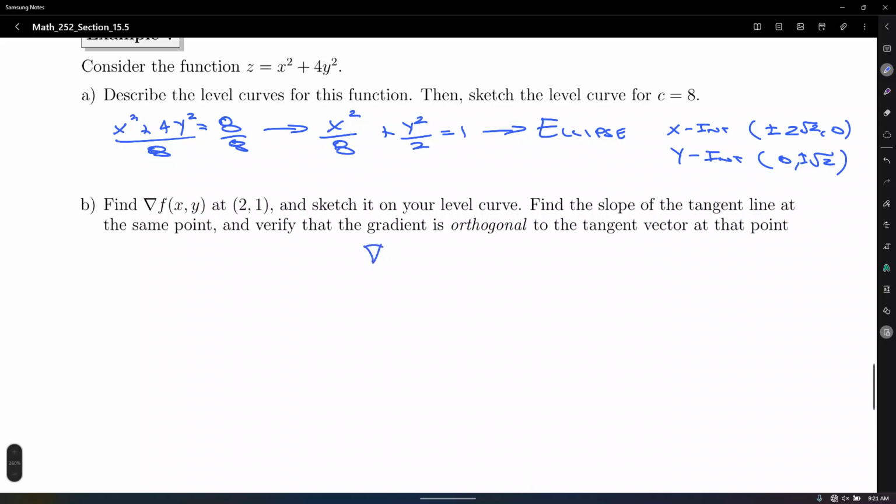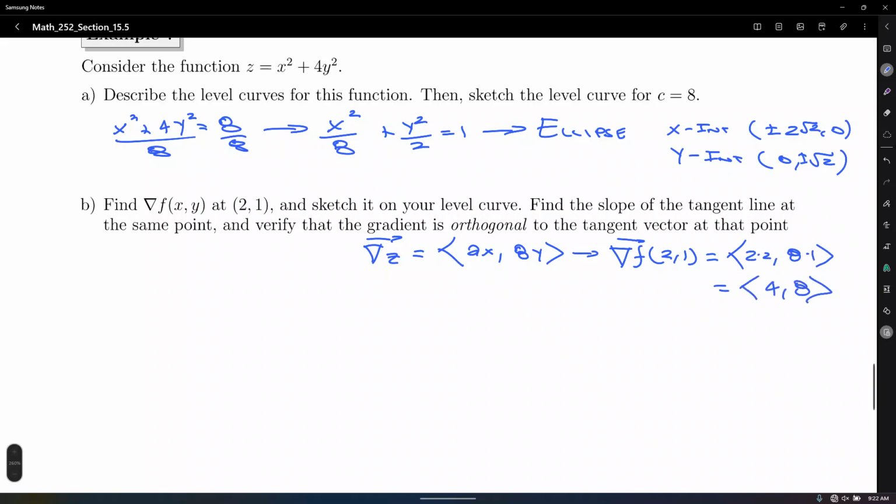Nabla of, let's define this as f, or this is z, equals the partial with respect to x, that is 2x, and the partial with respect to y, that's 8y. Evaluating the gradient at the point 2, 1 gives 2 times 2 and 8 times 1, which results in the vector 4, 8. So what else are we going to do with this? They're asking us to find the tangent vector.